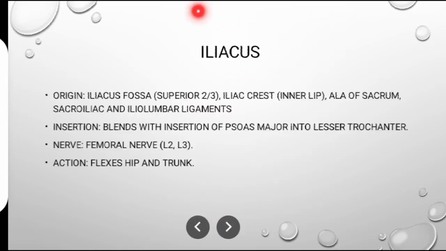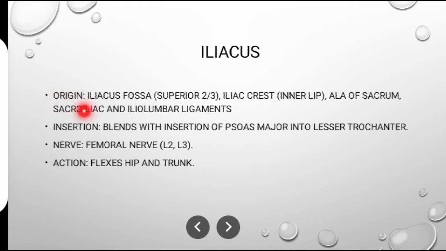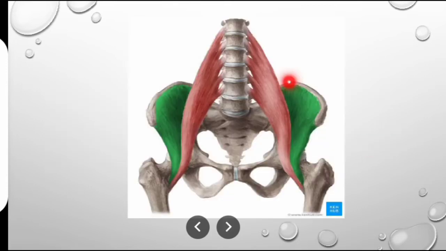The second muscle that is involved in hip flexion is the iliacus muscle. The muscle in green is iliacus. Origin is from the iliac fossa, iliac crest, ala of sacrum, and sacroiliac and iliolumbar ligaments. Insertion blends with the insertion of psoas major into the lesser trochanter.